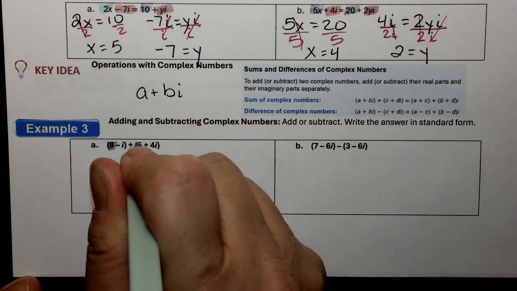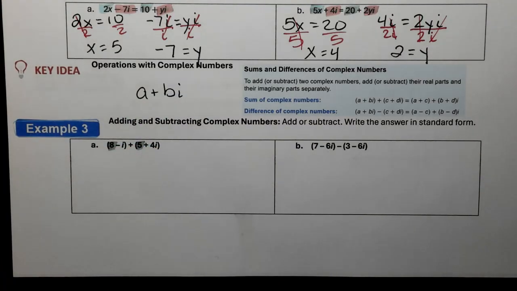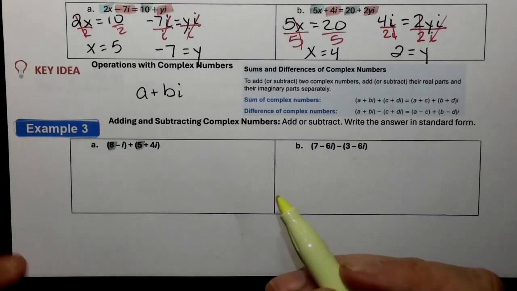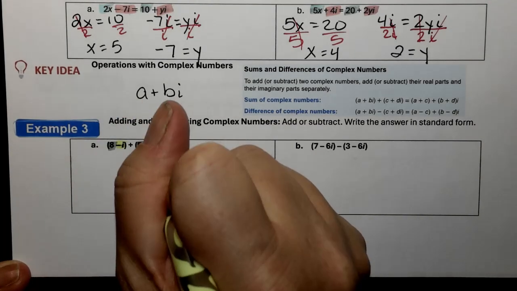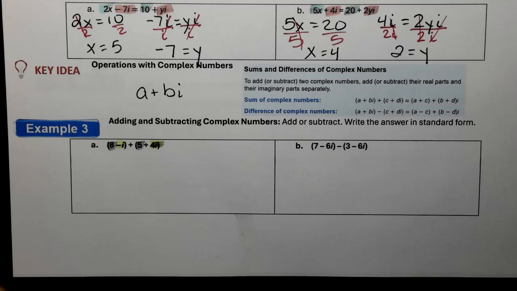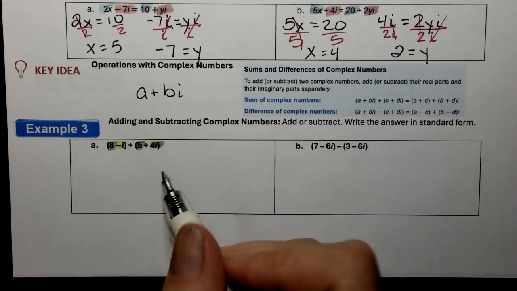We have an 8 and a 5. Sorry that this is showing up so dark. I tried to find a different color highlighter, but... And a negative i and a 4. Well, I guess it's just because of the ink from the paper. So sorry that looks trashy. I guess I'll do something different.